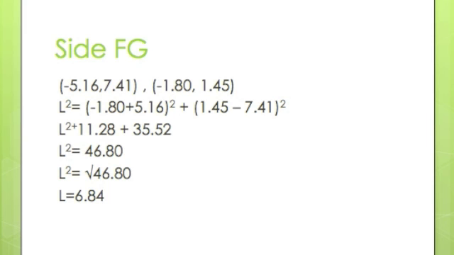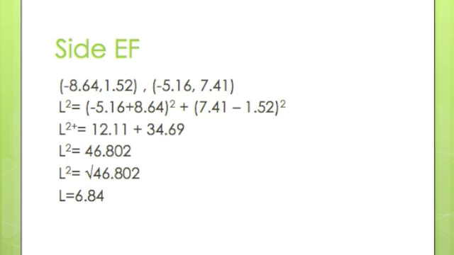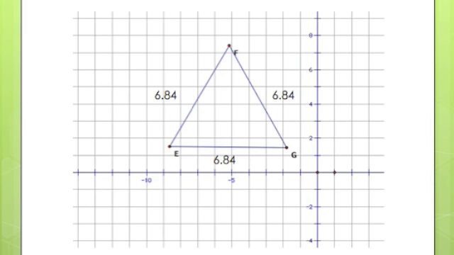You will plug in the following points for side FG: negative 5.16, 7.41, negative 1.80, 1.45. Make sure to square root the final answer. You do the same thing for side EG and side EF. You will plug in the points given and then plug it into the formula. After solving for the lengths, the triangle will look as the one shown.